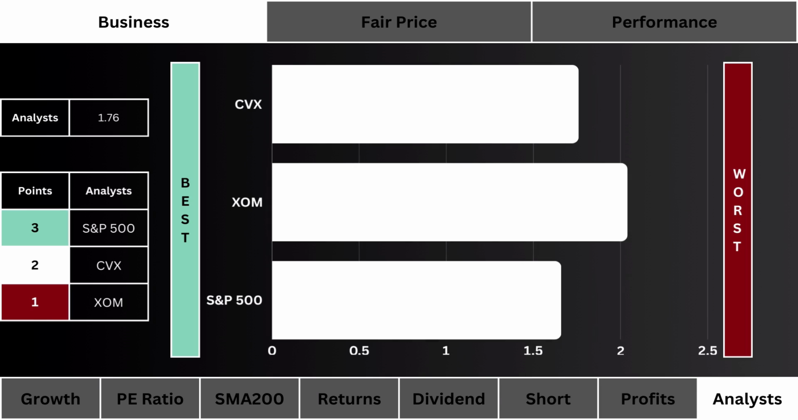For the analysts, what you see here is the stock that most Wall Street analysts favor the most. We want to figure out what the average consensus others think of the stock. A grade of 1 is the best, indicating a strong buy. A grade of 5 is the worst, indicating a strong sell.